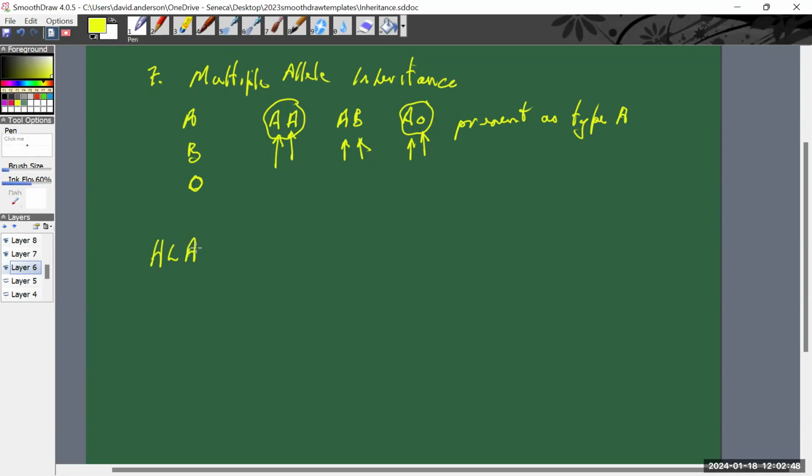Eye color is determined by more than one gene, so more than one locus, and there may be as many as 15 that can present under those conditions. So when you have more than one gene, that's described as polygenic. When you have more than one allele, it's multiple allele inheritance. Sometimes you're going to have both.